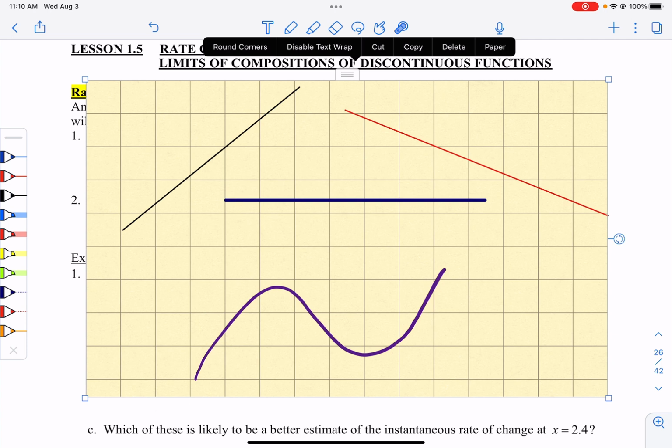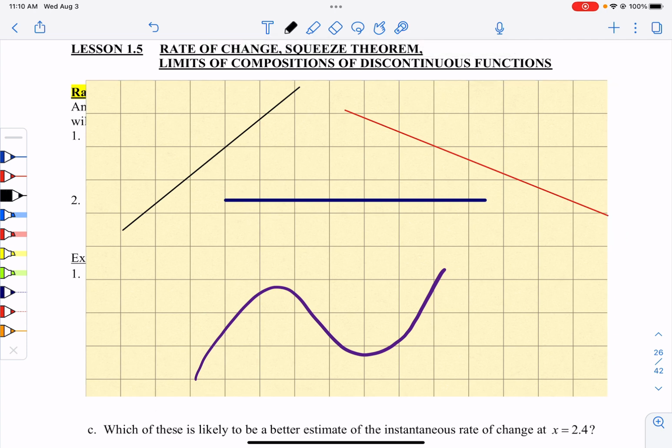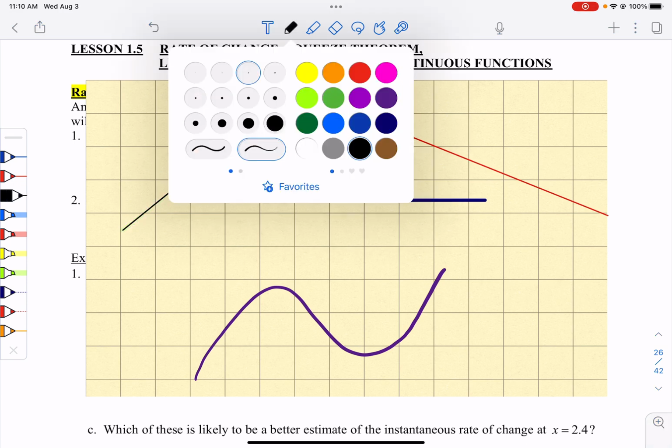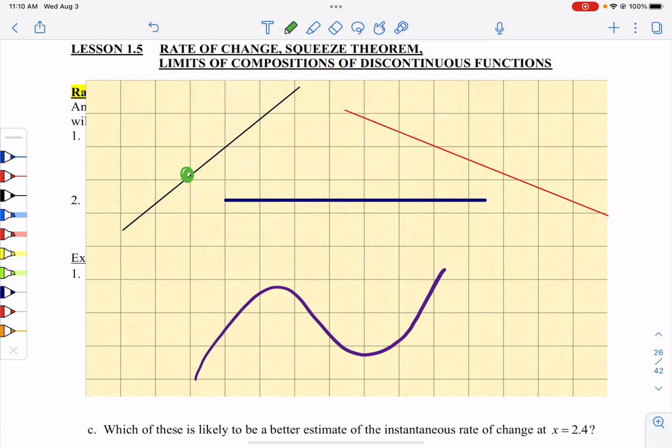So here's a couple pictures. When we're talking about instantaneous rate of change, if you look at this black line up here in the left corner, this line is just going up at an angle. The slope stays the same. The rate of change stays the same. So if I were to say something like, hey, at this point right here, what's the rate of change? Well, it's the same as at this point and at this point and at this point. The rate of change of that line is the same everywhere on the line. The slope is staying the same.